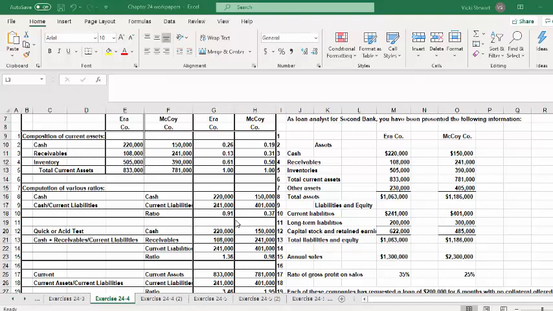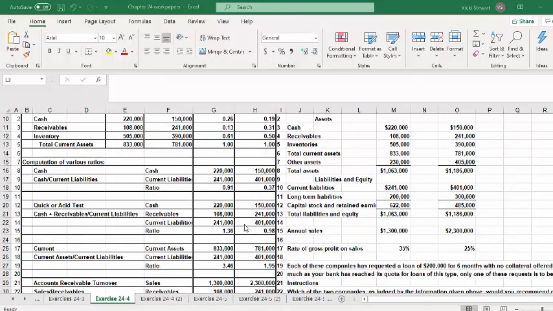So they're in a pretty good position right now to pay back the liabilities that they already have, whereas when we look at McCoy, we see that McCoy is not in as good of a position because they only have 37% of the cash to pay back the liabilities that they already have, and we're talking about adding an additional $200,000 to that. The next test we would look at is the quick or the acid test.